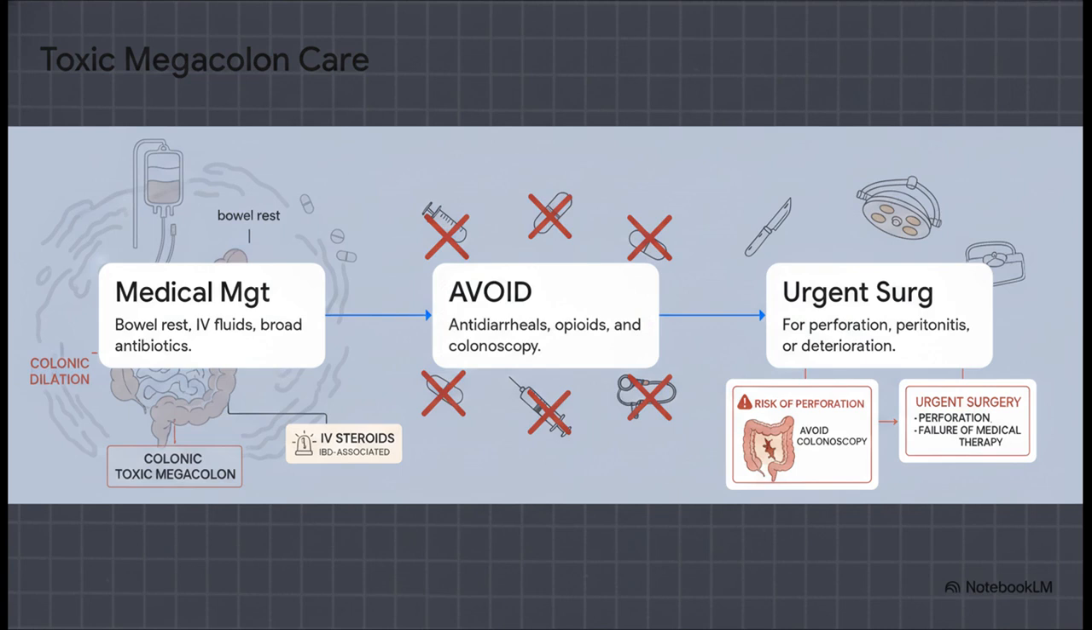You want to initiate bowel rest, aggressive IV fluids, and broad-spectrum antibiotics right away. If it's associated with IBD, get those IV steroids going. But honestly, it's just as important to know what you strictly avoid. Stay far away from anti-motility agents, opioids, anticholinergics, and absolutely no colonoscopy. Doing any of that carries a massive risk of toxic perforation. You're moving to urgent surgery if you see perforation, peritonitis, massive hemorrhage, or if medical therapy just flat out fails.